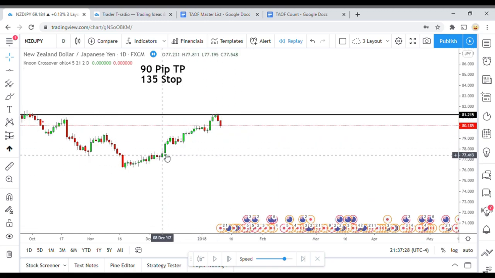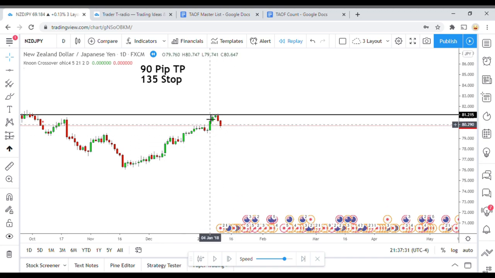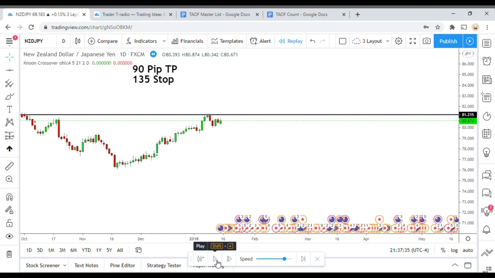Again, this is not a really good setup as far as price action goes. Our indicator isn't giving us any kind of signal. So let's play it forward a little bit and see what happens. All right, so now we're starting to set up one of my favorite price action patterns. And I call this the cup and handle.